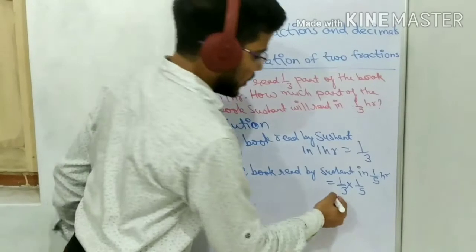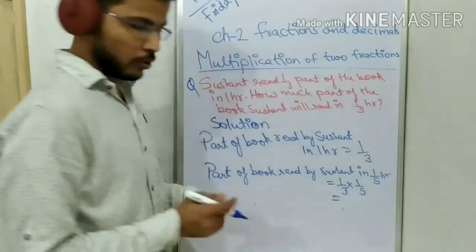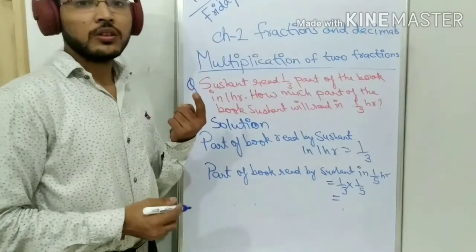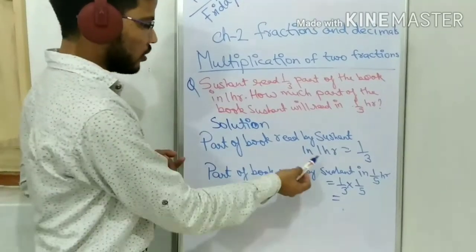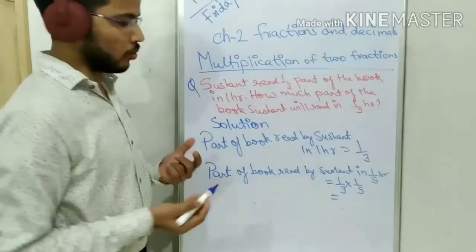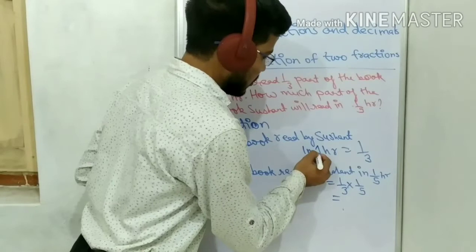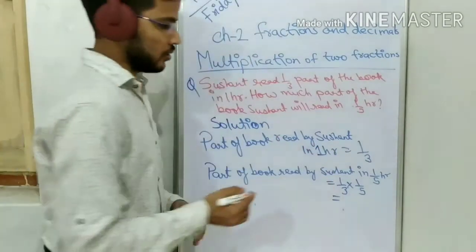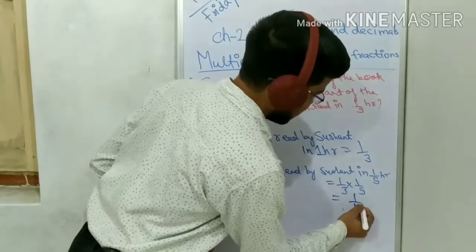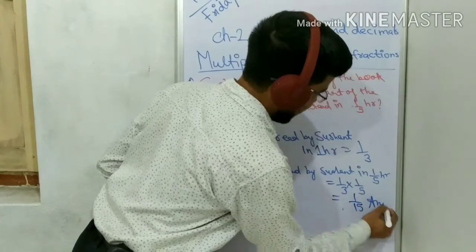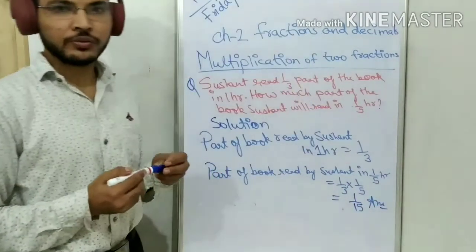As you have studied in the unitary method, when we have to find anything, we first find the value of 1 unit. But it is already given, so we don't have to do any further solution. We will directly multiply it. What will we get? 1/15. This is the answer. Got it?